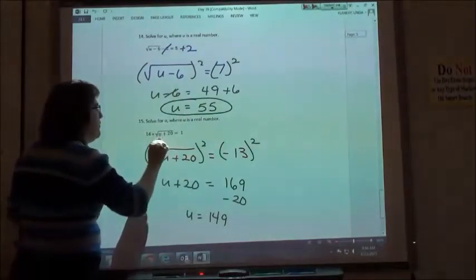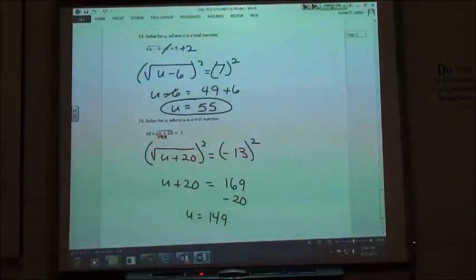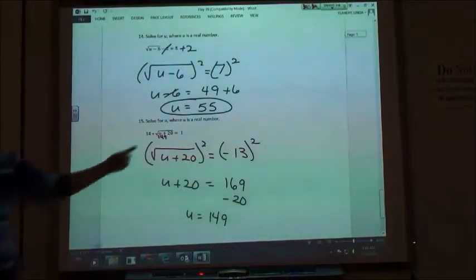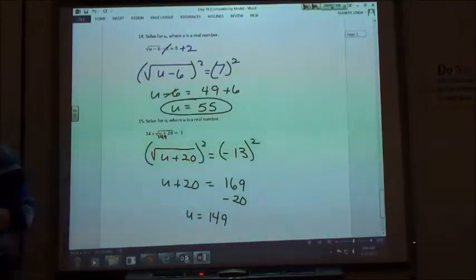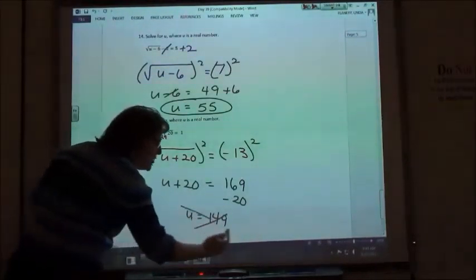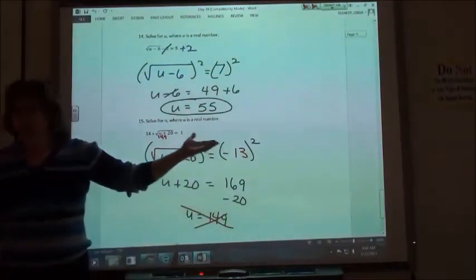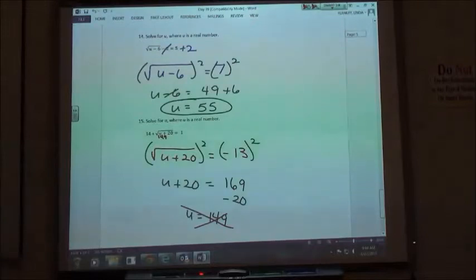Now if I check that one, what happens here? If I put my 149 in there, 149 plus 20 is 169. The square root of 169 is 13. 13 plus 14 is 27. Does that equal 1? No. This is one of those where you have that extraneous solution because you squared this negative and it made it positive, and therefore it doesn't check. So watch for that, or make sure you're checking your answers.